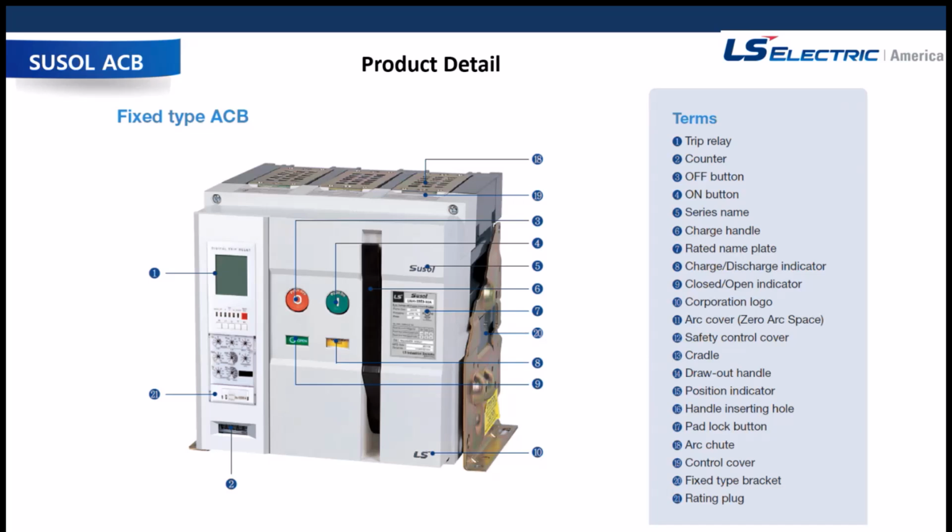We have a charge channel, a rated nameplate, charge discharge indicator, closed open indicator. Obviously our logo, there's an arc cover for the zero arc space. That's what I explained earlier about the arc. Safety control cover, cradle optional, draw-out handle, position indicator, handle inserting hole there at the bottom. Padlock buttons are options. We have a padlock option. We have two-way and three-way interlock for generator set for locking in or locking out. Control covers and fixed height bracket, and then a rating plug are all explained there.